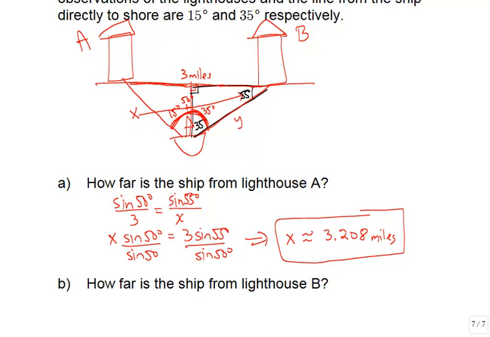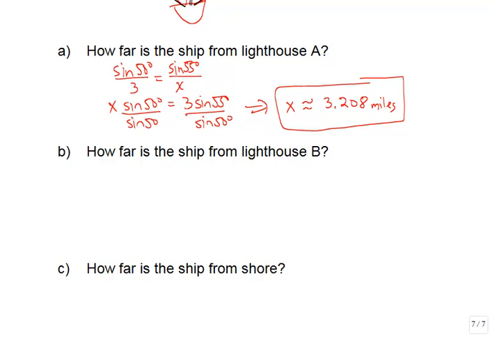How far is the ship from Lighthouse B? So that's this distance over here, so this time we're looking for y. We're going to do the same exact thing, but this time side y is opposite this angle over here. If we look at this little right triangle, this angle is 15, so that forces this little acute angle up here to be 75. So side y is opposite angle 75 degrees. So we're going to use that in our proportion for law of sines. So sine of 50 over 3 equals sine of 75 over that y.